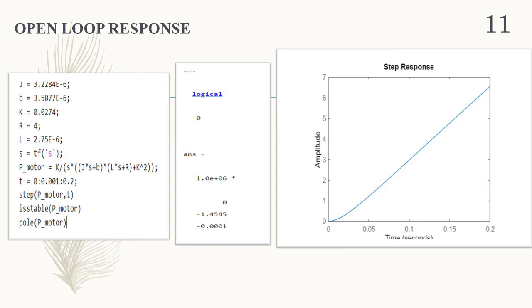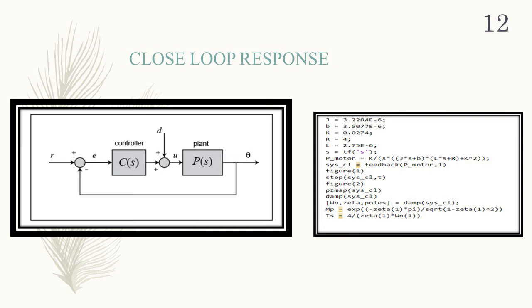First, we take the open loop response. In MATLAB, we write these commands, and we can see the step response is increasing, so we can say the output is not bounded. So this system is unstable, and also you can see the isstable command is used. It gives the output logical 0. This states that the system is unstable. In closed loop, we give a feedback using feedback command.